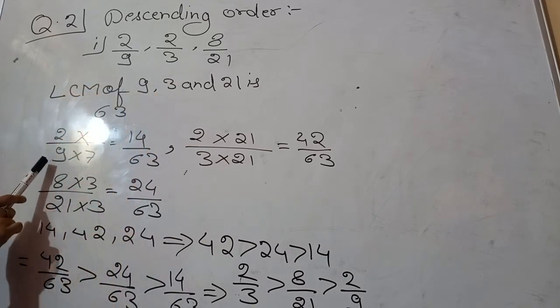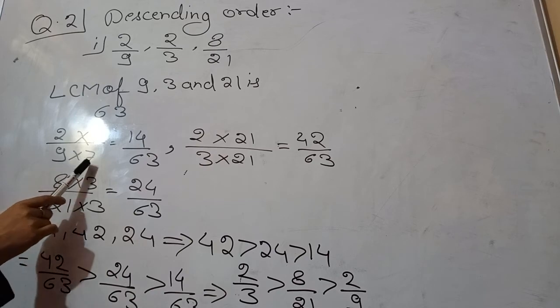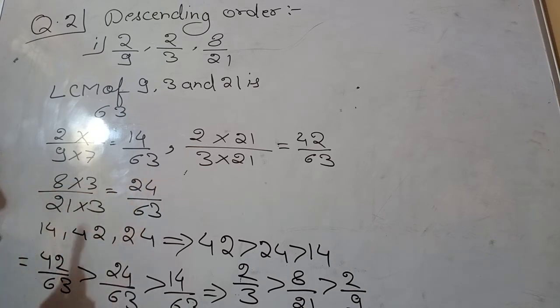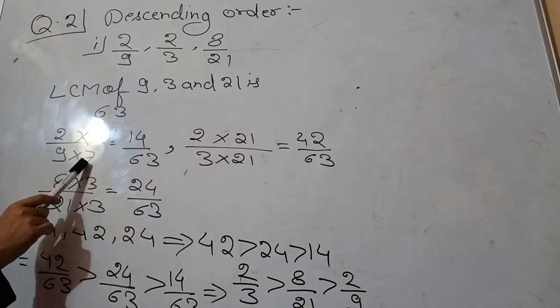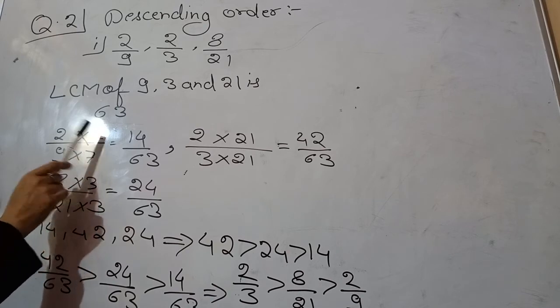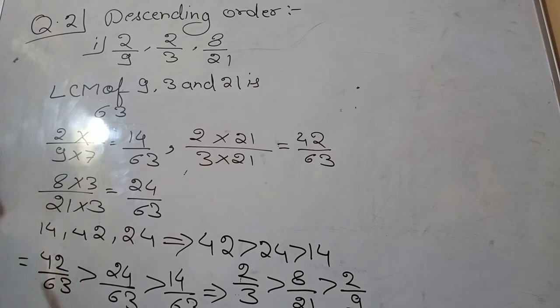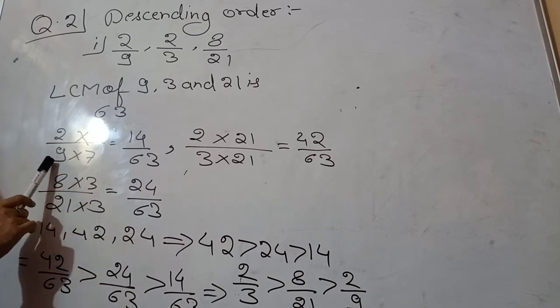So the first fraction is 2 by 9. When I multiply 7 in the first denominator, we will get 63. Meaning 9 7s are how much? 63. And according to the mathematical rule, whatever number you have multiplied in the denominator, the same number you have to multiply in the numerator. So 7 here also. So 2 7s are 14. First fraction is completed.